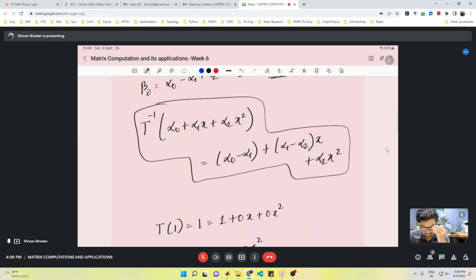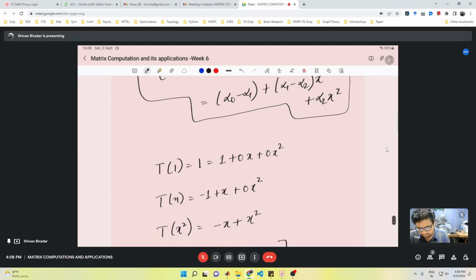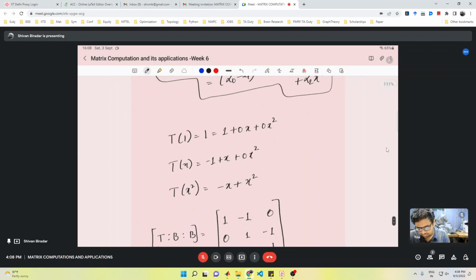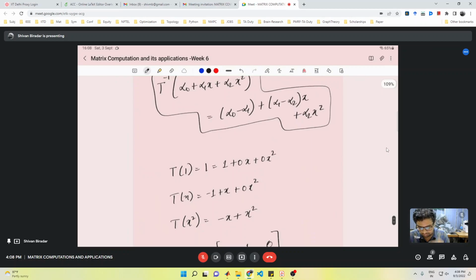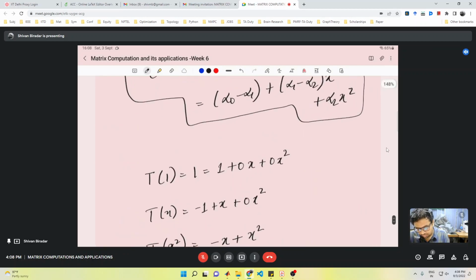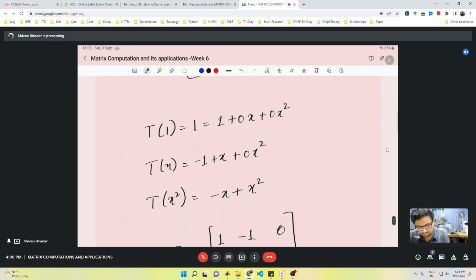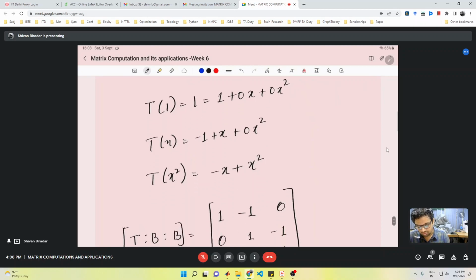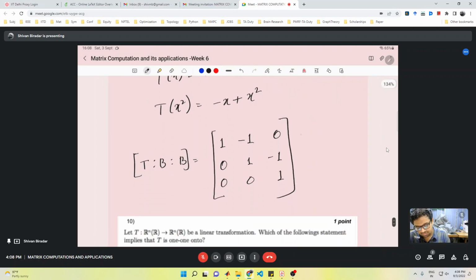Okay. So now T inverse of 1 here is 1 plus 0x plus x square. T inverse of x is minus 1 plus x. T inverse of x square is minus x plus x square, which can be written as this matrix. Okay. So this is your coordinate matrix.